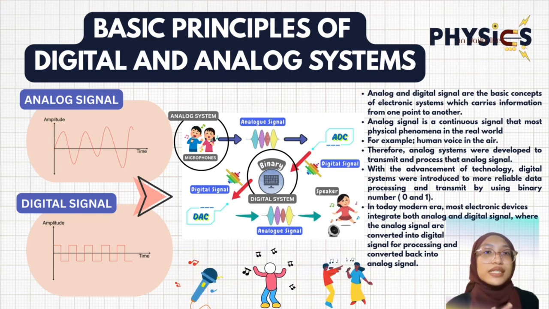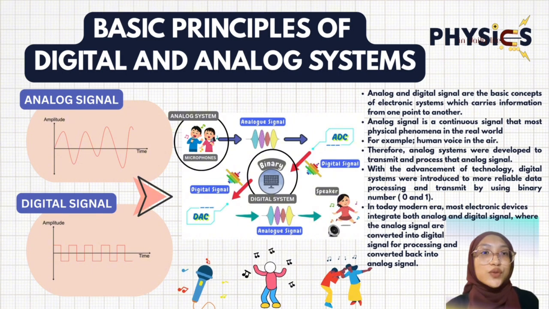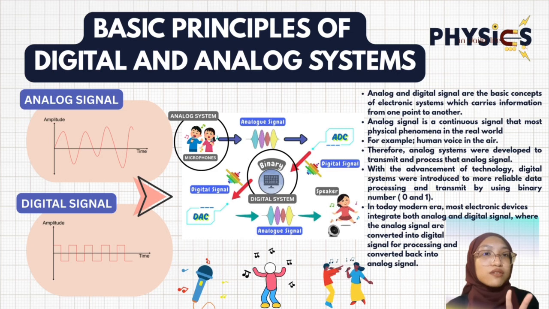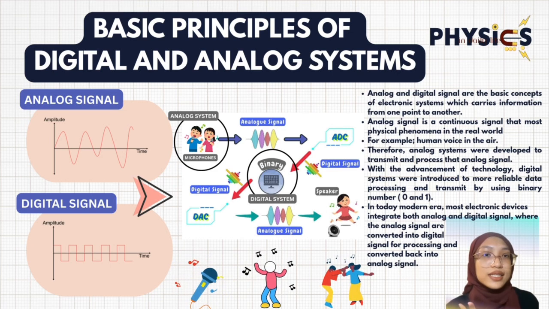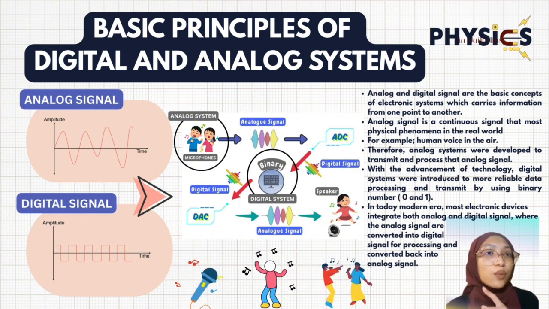Before we go into the deeper explanations about analog and digital signals, it is important for us to know and understand how these signals are used and produced in electronic applications. We have two main types of signals, which is analog and digital signals. Both signals are the basic concept of electronic systems, which carries information from one point to another.